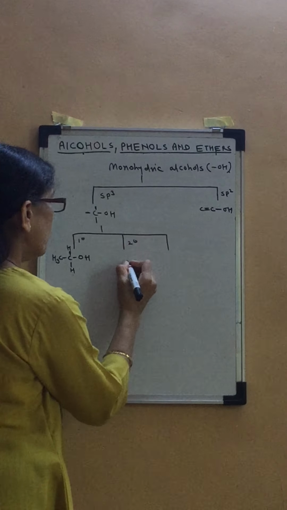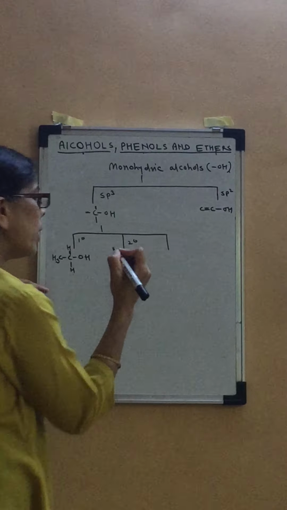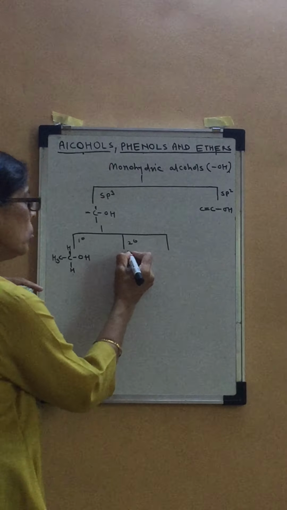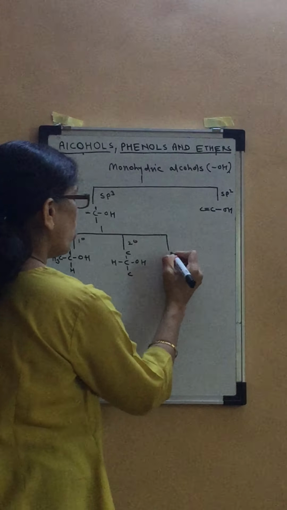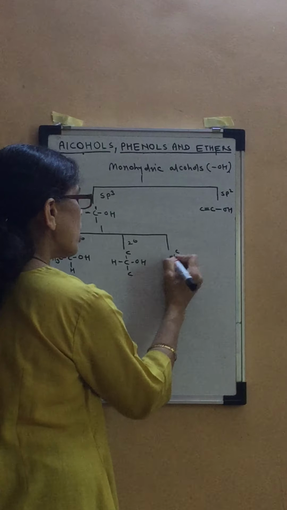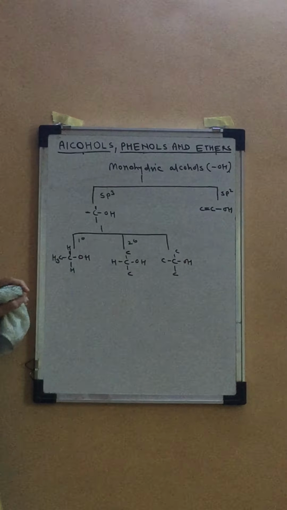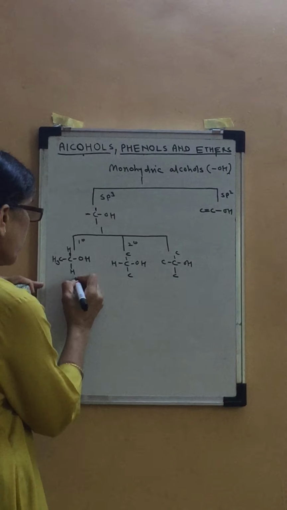The OH-carrying carbon atom is sp3 hybridized and secondary in nature. It is bonded to 2 other carbon atoms and 1 hydrogen, isn't it? And the OH-carrying carbon atom is tertiary in nature, that is, it is bonded to 3 carbon atoms and no hydrogen atom.